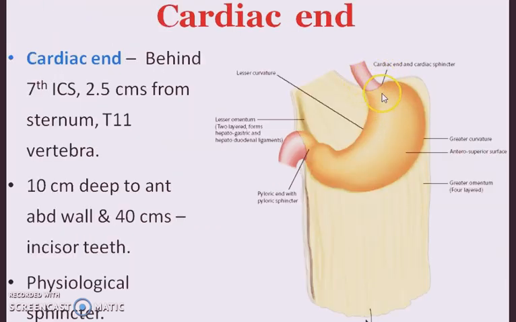This is the cardiac end. Here esophagus continues as stomach and it is also known as gastroesophageal junction. It lies behind the 7th intercostal space, 2.5 centimeters from sternum and at the level of T11 vertebra. It is located 10 centimeters deep to anterior abdominal wall and 40 centimeters away from the incisor teeth. Cardiac sphincter is located at cardiac end. It is a physiological sphincter and there is no evidence of an anatomical sphincter here.